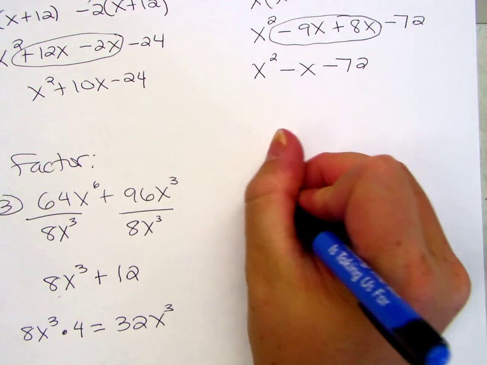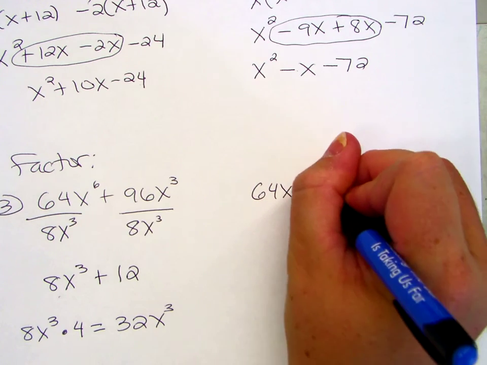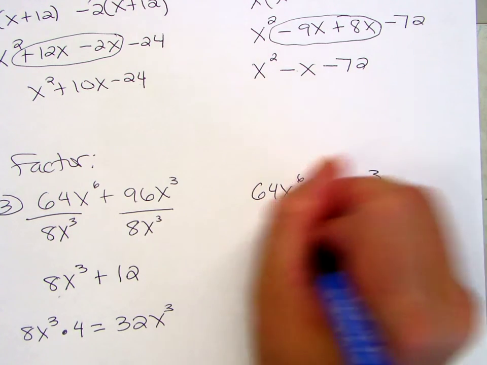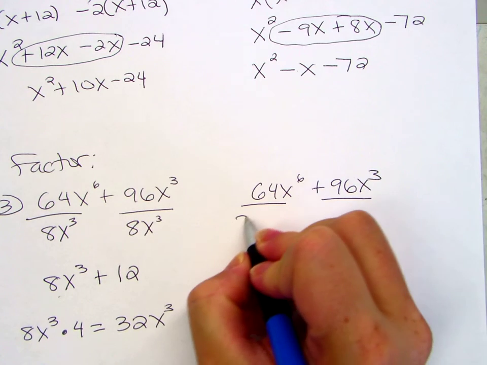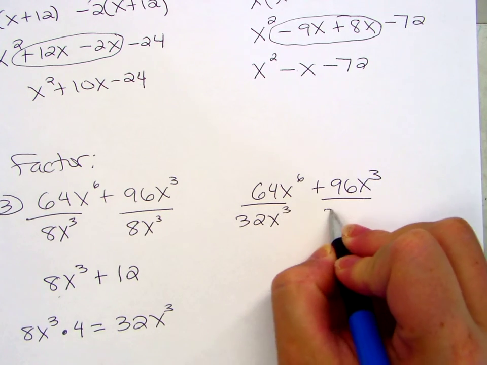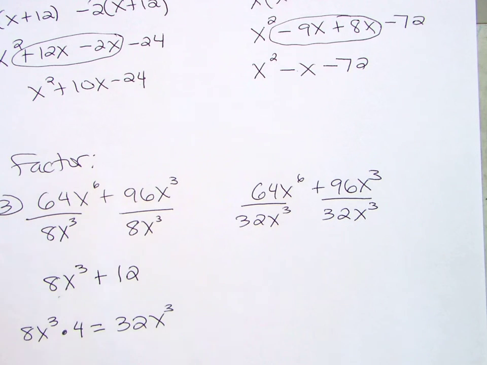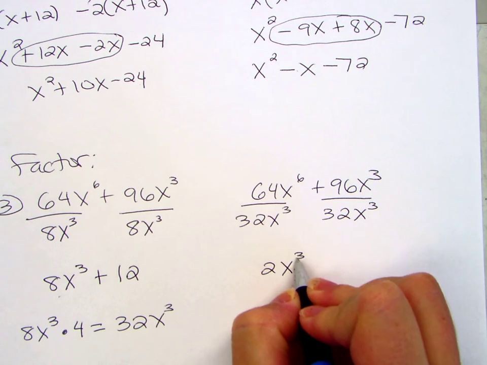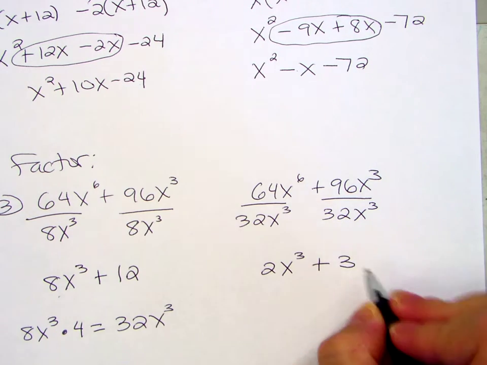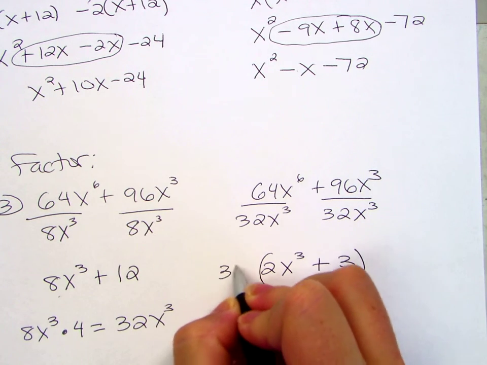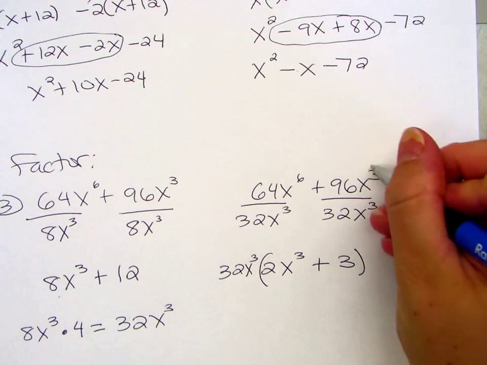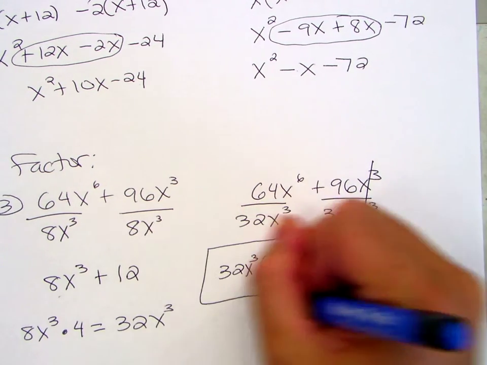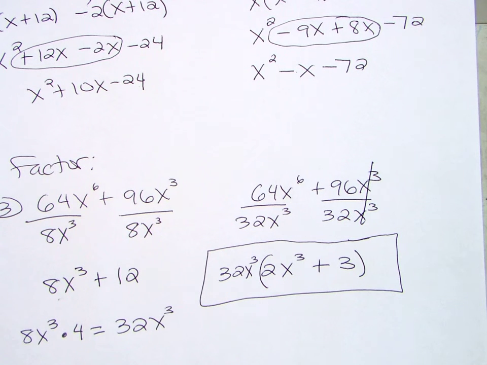All right, so let's do it again. 64x to the 6th plus 96x to the 3rd. My GCF is 32x to the 3rd. All right, divide. And I get 2x to the 3rd plus 3. Parentheses, put your GCF on the outside. Right? Remember, x cubed over x cubed cancels. That's the answer. So if you're doing GCF and you divide and you get something that you can divide again, you made a mistake. You've got to do it again.